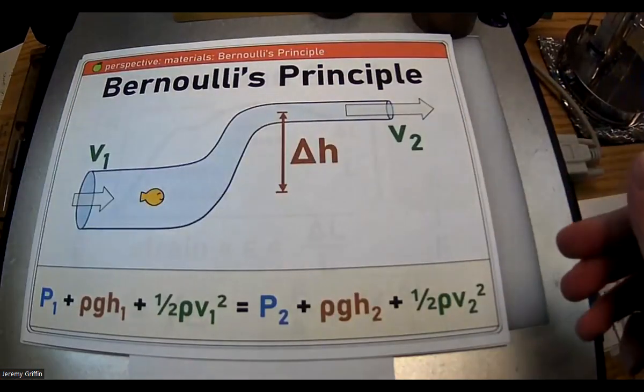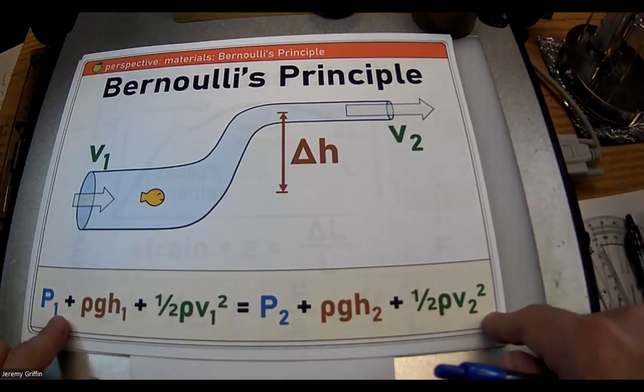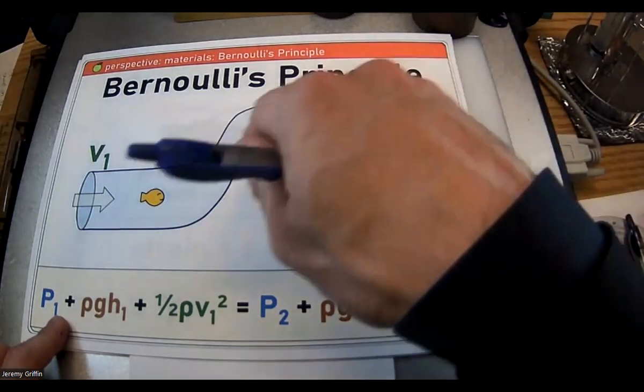Now, this is a good setup for the next one, Bernoulli principle. Okay. So Bernoulli principle looks like conservation of energy, but it's in pressure units instead of energy units. Okay. You might have height change, speed changes.